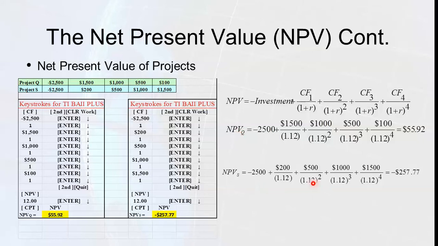On the other hand, the net present value of project S is negative 257.77 million. So definitely using the NPV criterion, we're going to choose project Q because 55.92 is greater than 0. We do not choose this project.